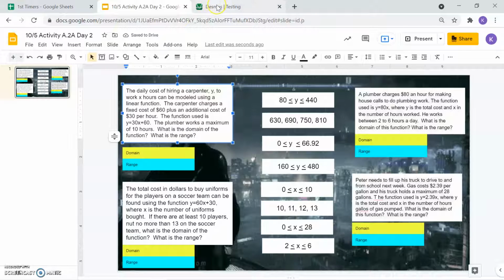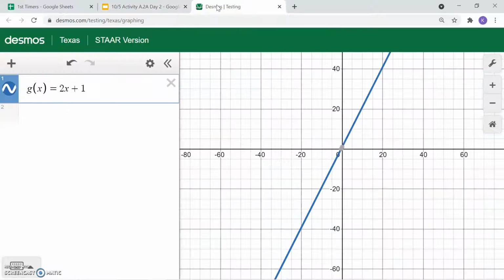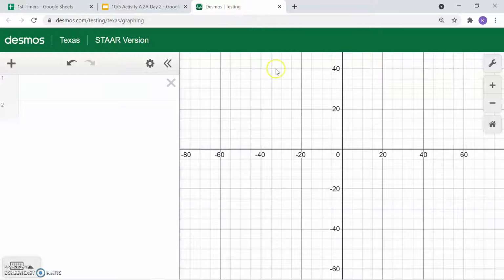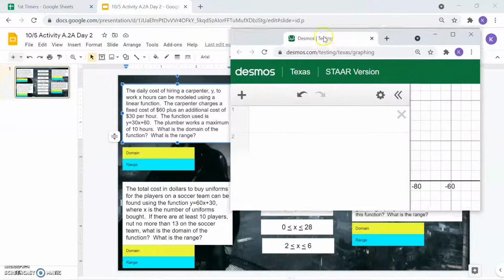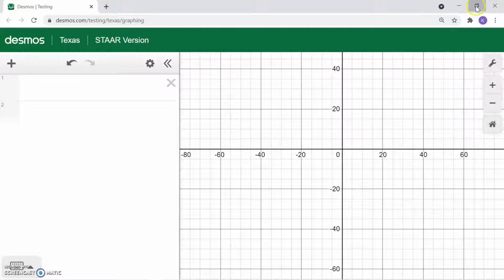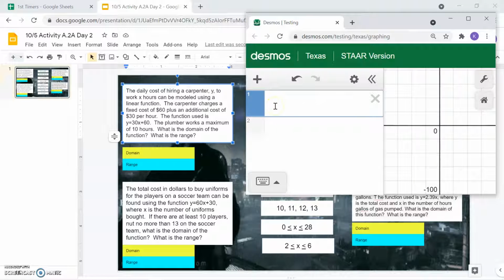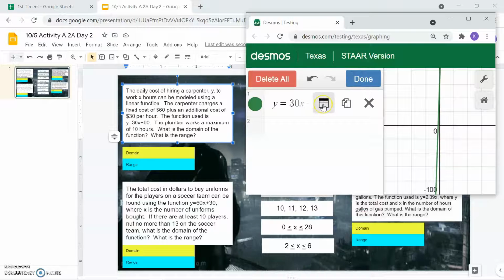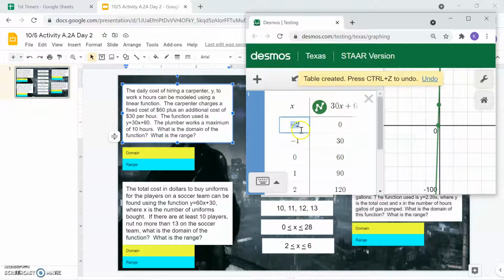So the first thing that I like to do is put the equation in here. Let me erase this. So I'm going to put the function: he charges $30 an hour plus $60 just to go in and check. So from here, I'm going to get this information in a table format. There's my table.